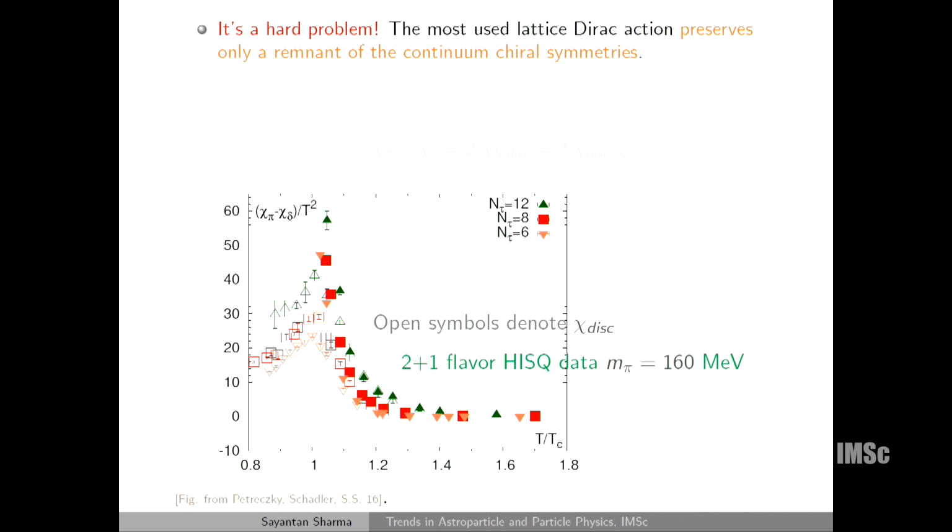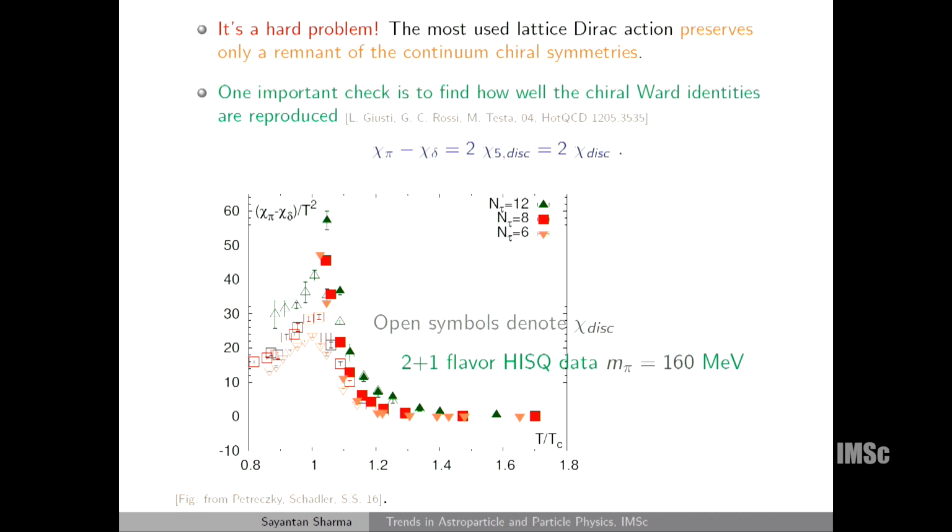Most of the known discretizations of the Dirac operator preserve only a remnant part of the continuum chiral symmetries, whichever is computationally more accessible till now. That's why it is important to see how well the chiral symmetries are actually preserved on the lattice, even after doing all this discretization. For that, we have Ward identities. So one can study these correlation functions. Here chi pi is the integrated correlation function of the pion, and chi delta is for the delta meson, which is the scalar isotriplet.